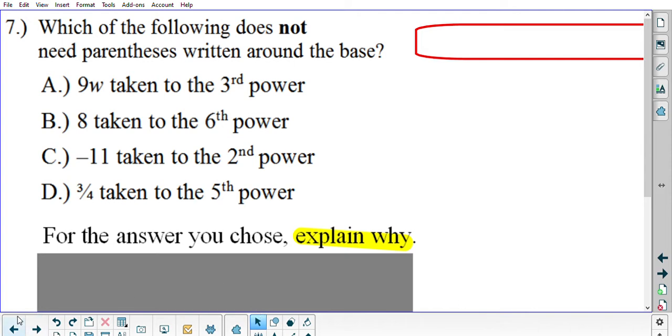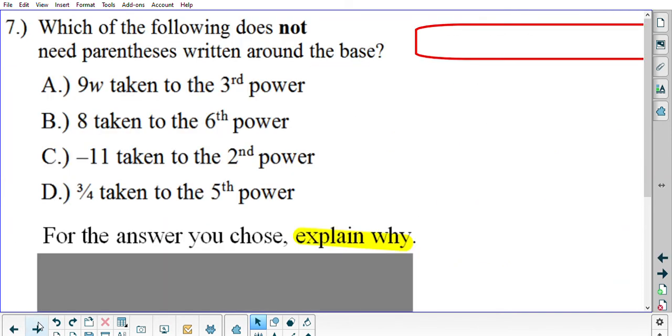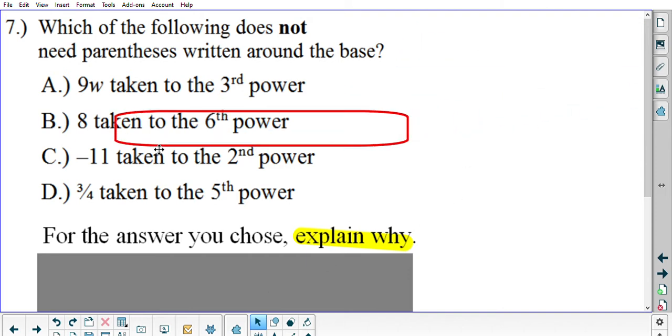All right, I hope you've already done number 7 on your own. So when do we need parentheses? Well, it's when our base is a negative number, a fraction, a mixed number, or an algebraic expression. So which one of these choices is not one of those things where you must have parentheses? Well, it would be choice B.